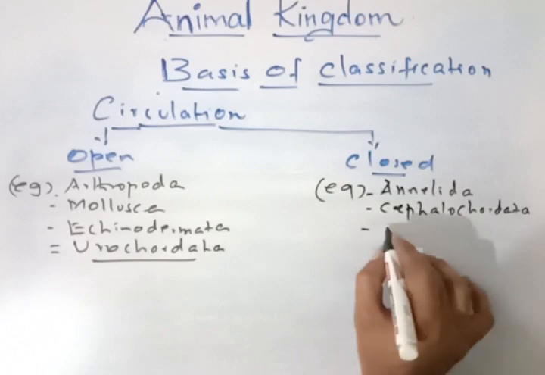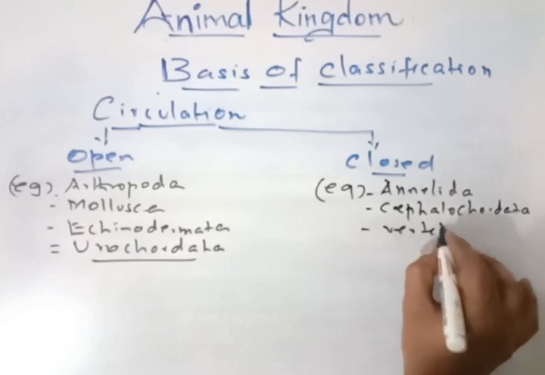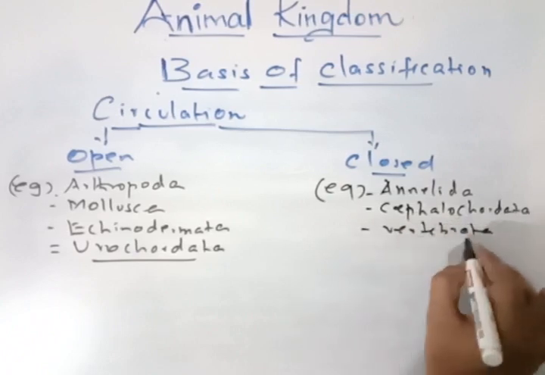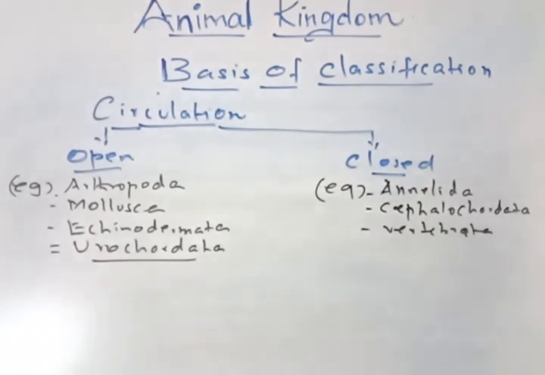Cephalochordata. Then vertebrata. So all these, the vertebrates, have a closed type of circulatory system. Okay, so examples are highly important. Examples are very important, ultra important. You have to understand, because NEET also will be asking these questions. Any NEET question paper you refer to, out of 10, 5 questions will be examples.